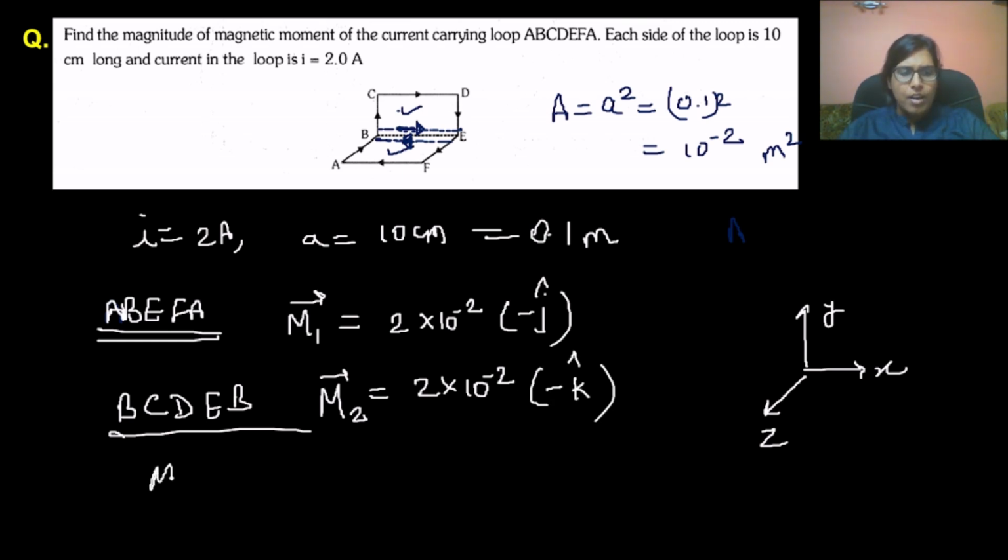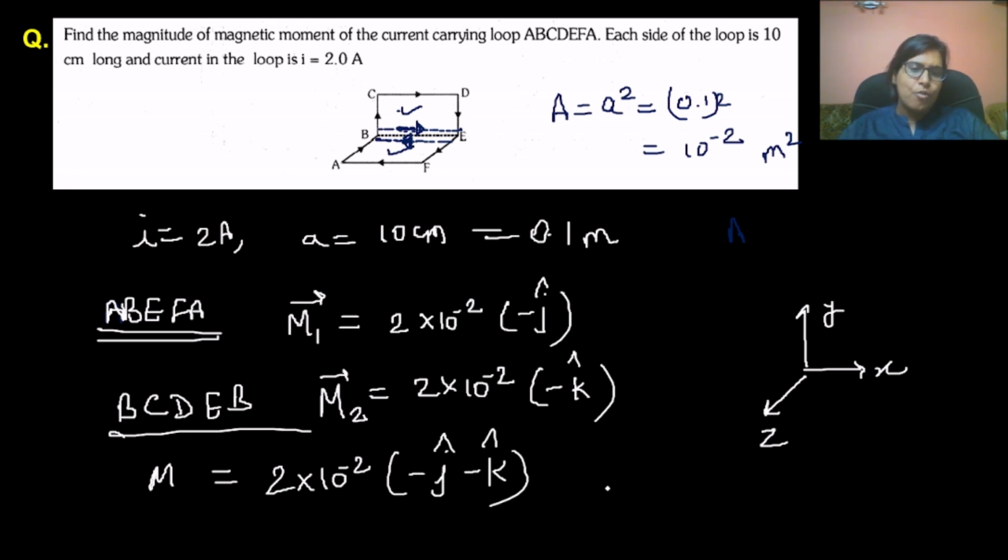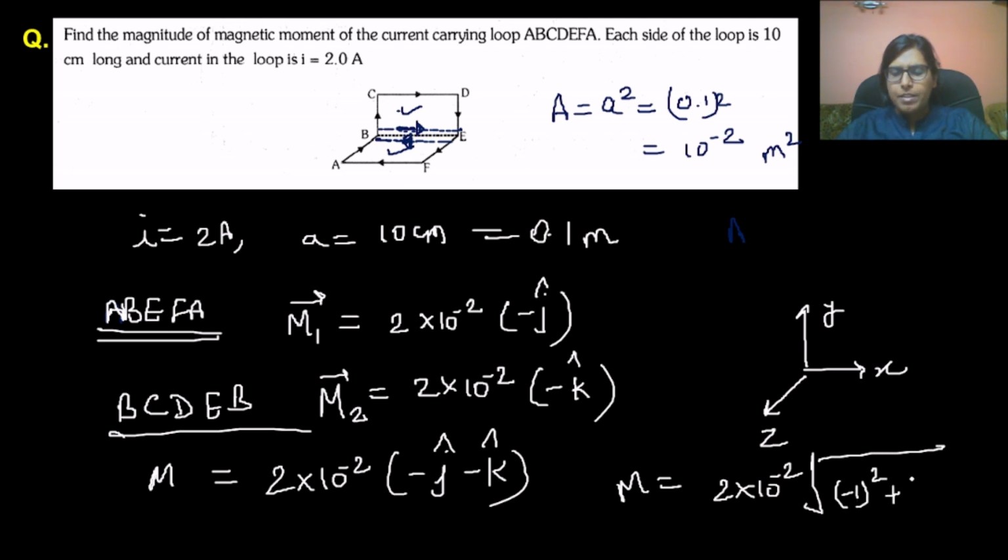That means the total magnetic dipole moment will be 2 into 10 raised to power minus 2 (minus j cap minus k cap). If you want to find the magnitude, then it will be 2 into 10 raised to power minus 2 times square root of (minus 1) squared plus (minus 1) squared. It will be 2 root 2 into 10 raised to power minus 2 ampere meter square.